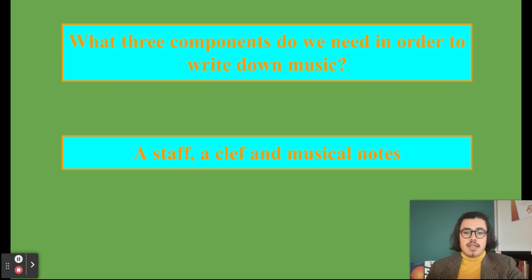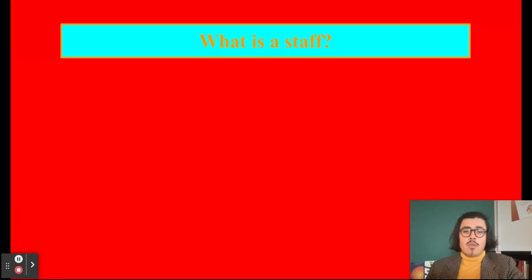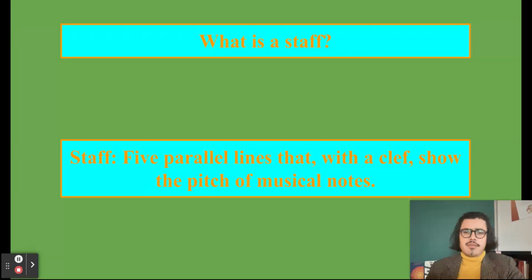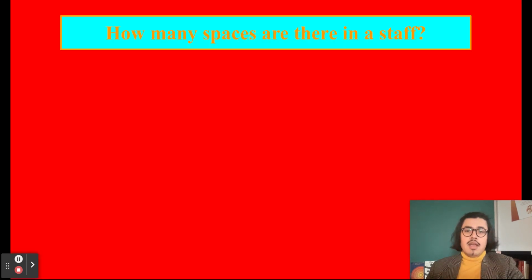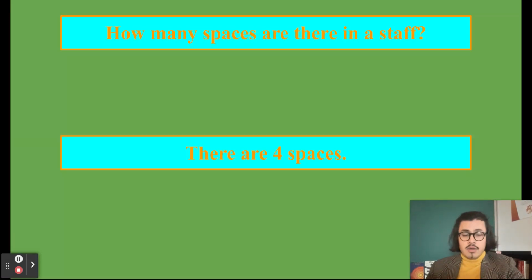Yes, a staff, a clef, and musical notes. What is a staff? A staff is five parallel lines that, with a clef, show the pitch of musical notes. And how many spaces are there in the staff? Do you remember? We have five lines. Yes, there are four spaces in the staff.